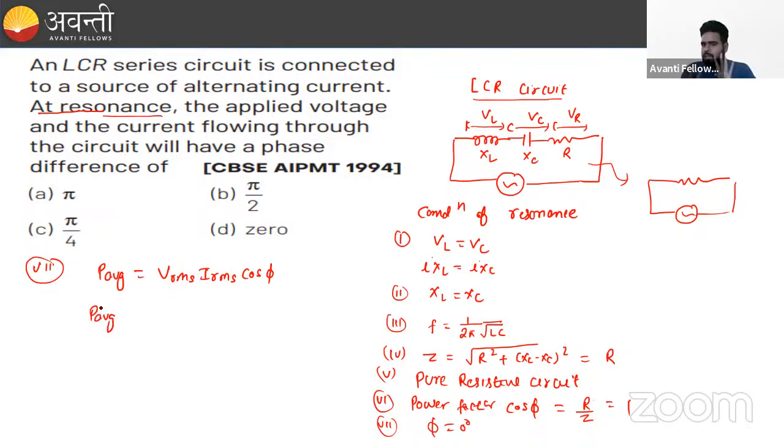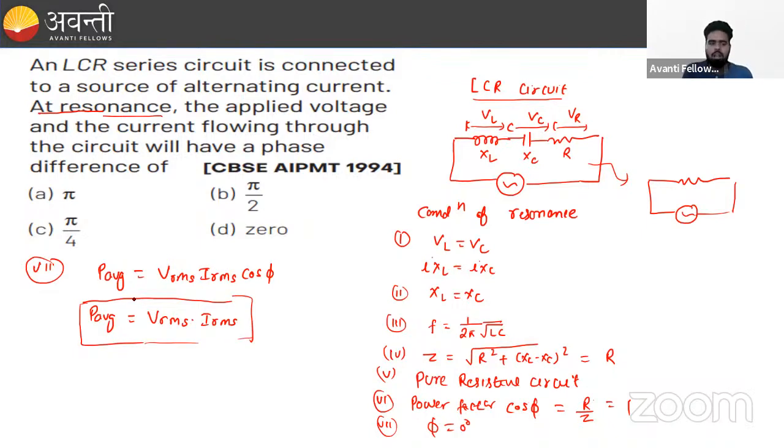Because the circuit is behaving like a simple DC circuit, the element having the fluctuation of frequency is eliminated from the circuit. So this power can be written just similar to simple DC power, that is V into I. So this can be written as V RMS and I RMS. Correct? So this is our average power.